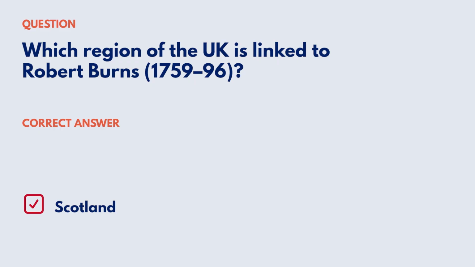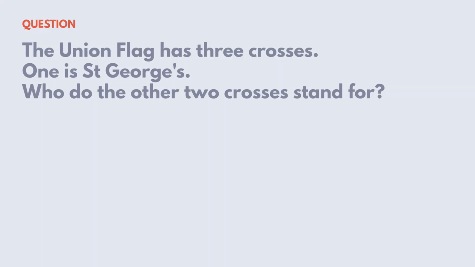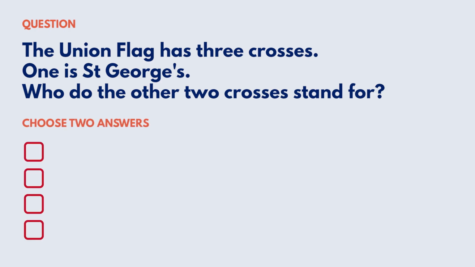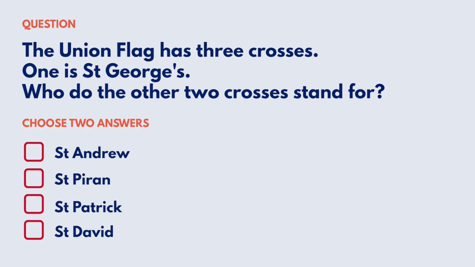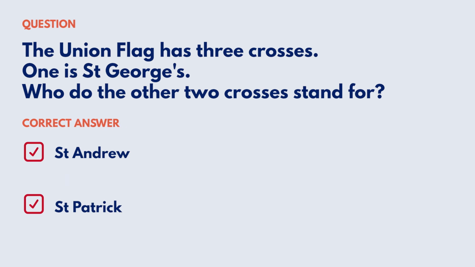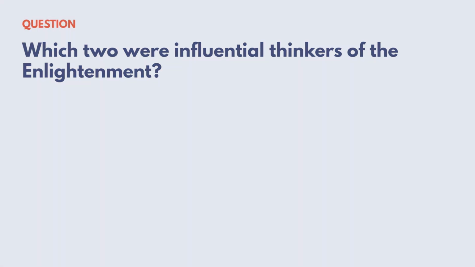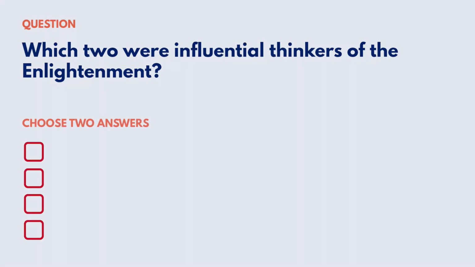Correct answer. Scotland. The Union flag has 3 crosses. One is St. George's. Who do the other 2 crosses stand for? St. Andrew, St. Piran, St. Patrick, St. David. Correct answer. St. Andrew, St. Patrick. Which 2 were influential thinkers of the Enlightenment?